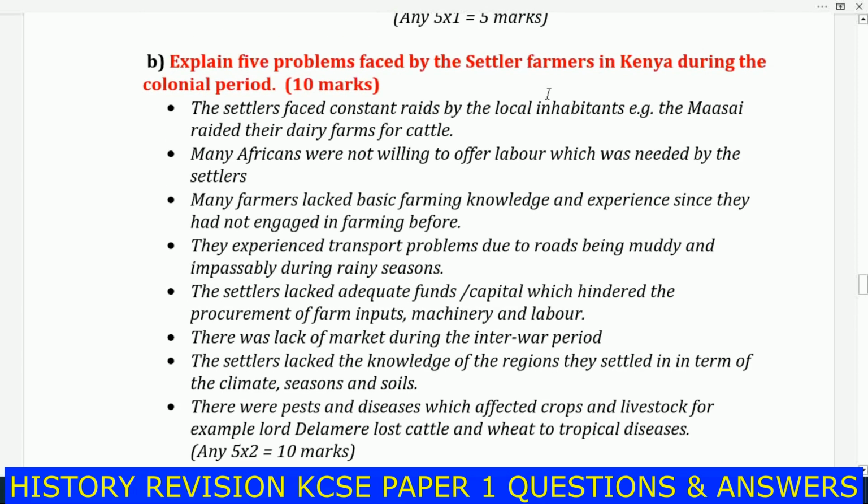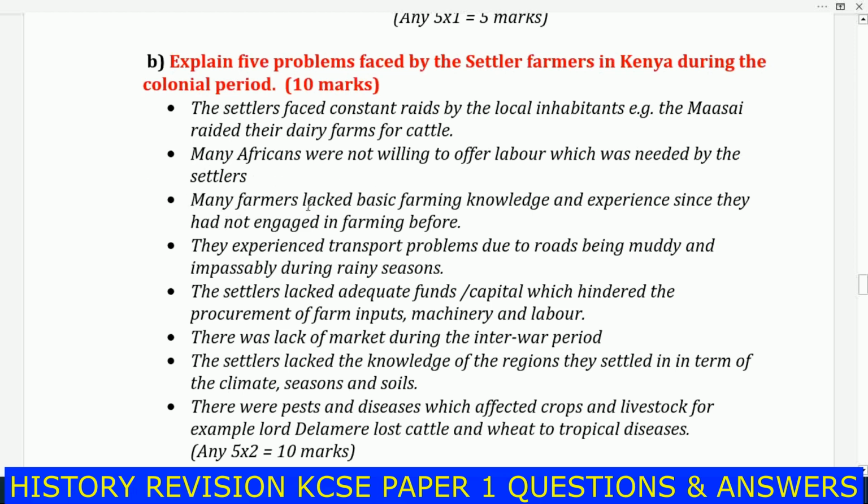Explain 5 problems faced by the settler farmers in Kenya during the colonial period. What are some of the problems that white settlers faced in colonial Kenya? Number 1, settlers faced constant raids by the local inhabitants, like the Maasai who raided their farms for cattle. Number 2, many Africans were not willing to offer labor, which was needed by the settlers.